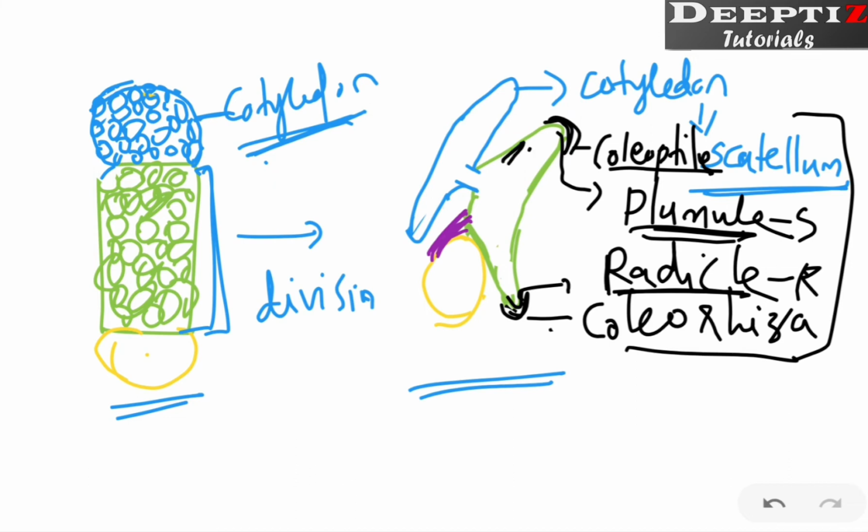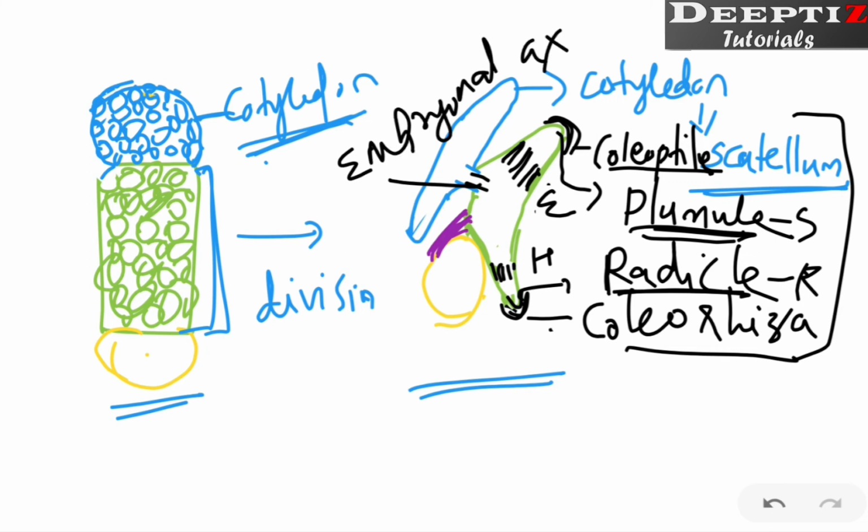This portion is termed as epicotyle, and below the radicle there will be hypocotyle. I am not labeling here, just understand that the portion below the plumule we call hypocotyle. No, just this portion below the radicle is termed as hypocotyle, and this is epicotyle. And what is this point we call? This point is actually the embryonal axis. So how was it in case of dicot?